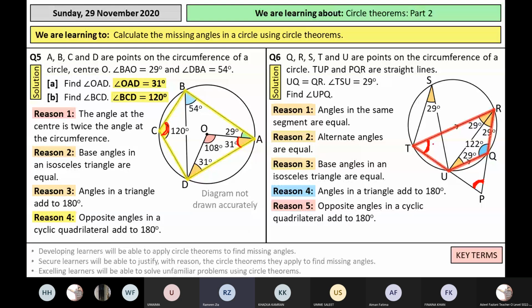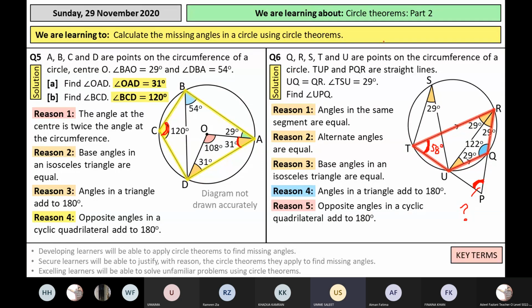And this is 122. If this is 122, so what is the angle of T? 58. Is it going to be 58? If this is 58, now which angle is this then? How do you do it?